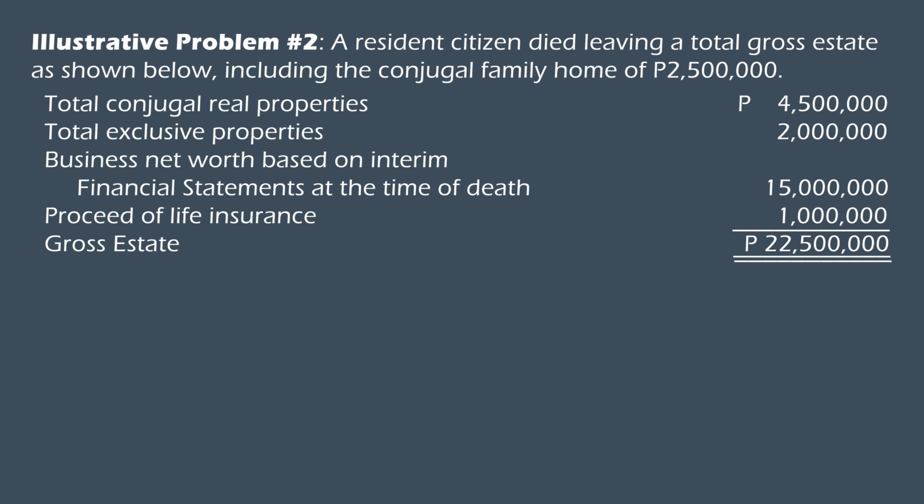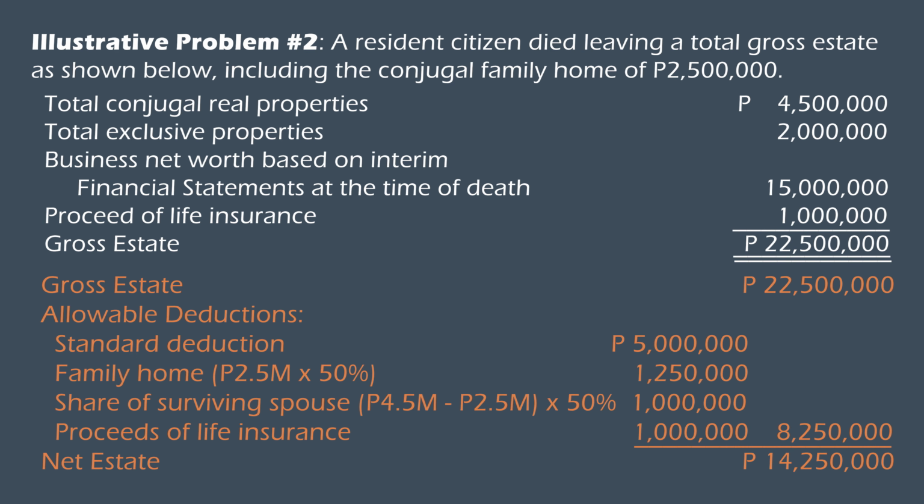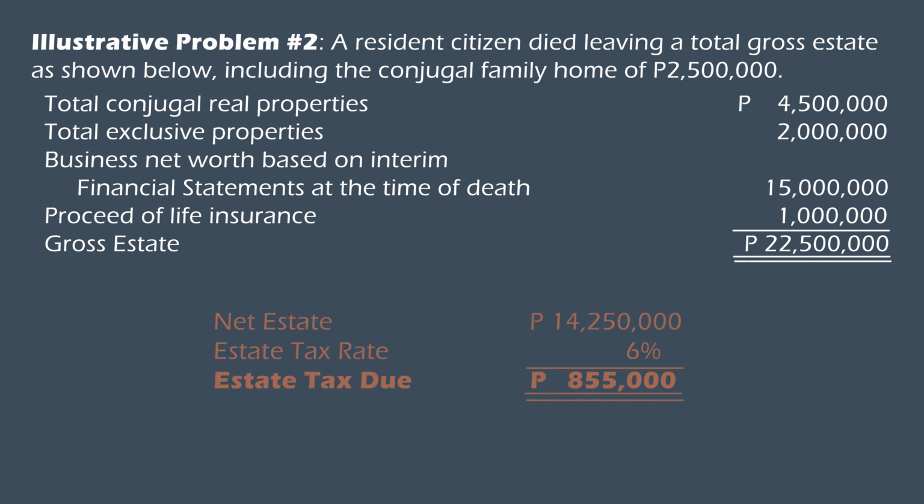So the allowable deductions shall be the standard deduction, which is 5 million, and then the family home, which is a conjugal property, so 2.5 million divided by 2, so 1,250,000, and then also deduct the share of the surviving spouse, which is 1 million, and then also include proceeds of life insurance, which is 1 million. So the total deductions is 8,250,000. So the net estate is 14,250,000, and then simply multiply that by the 6% estate tax rate. So our estate tax due is 855,000.